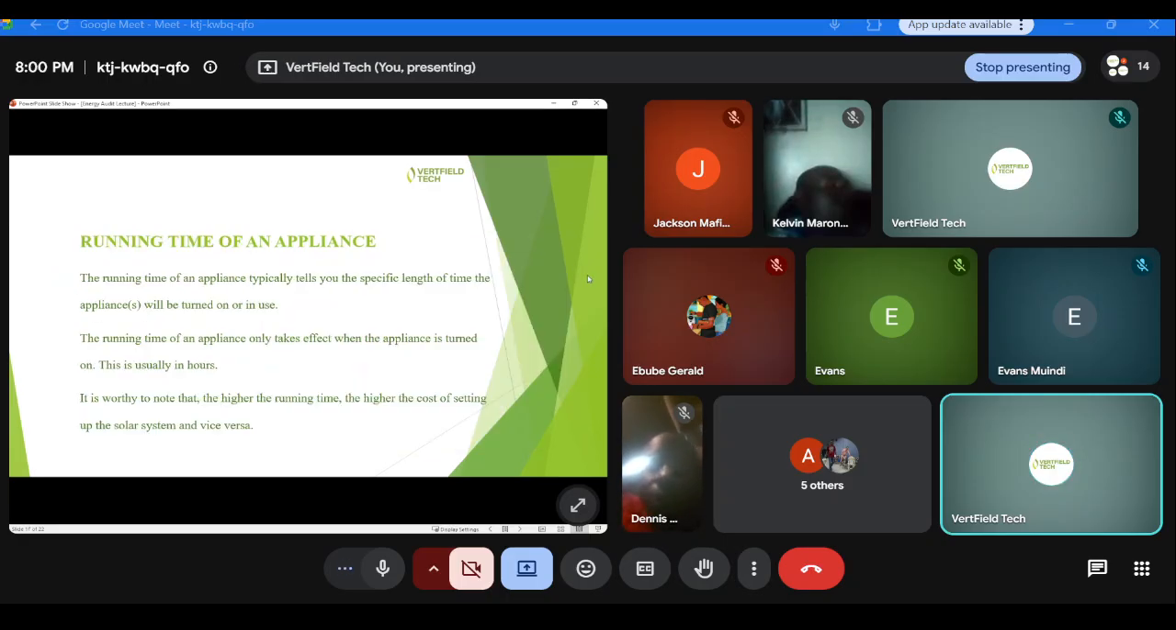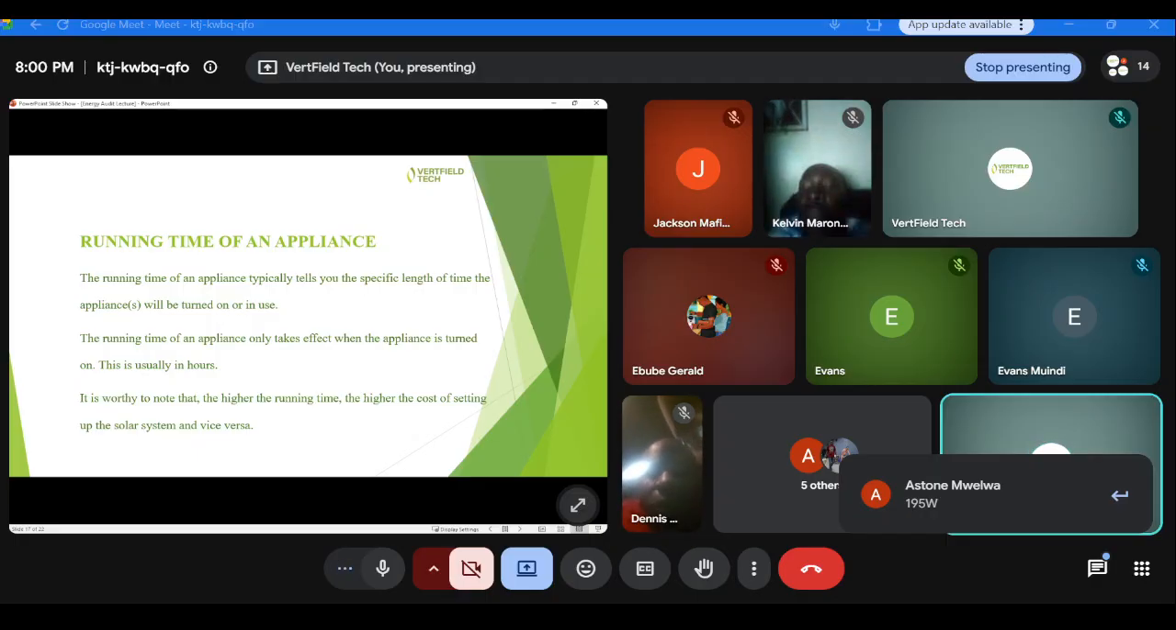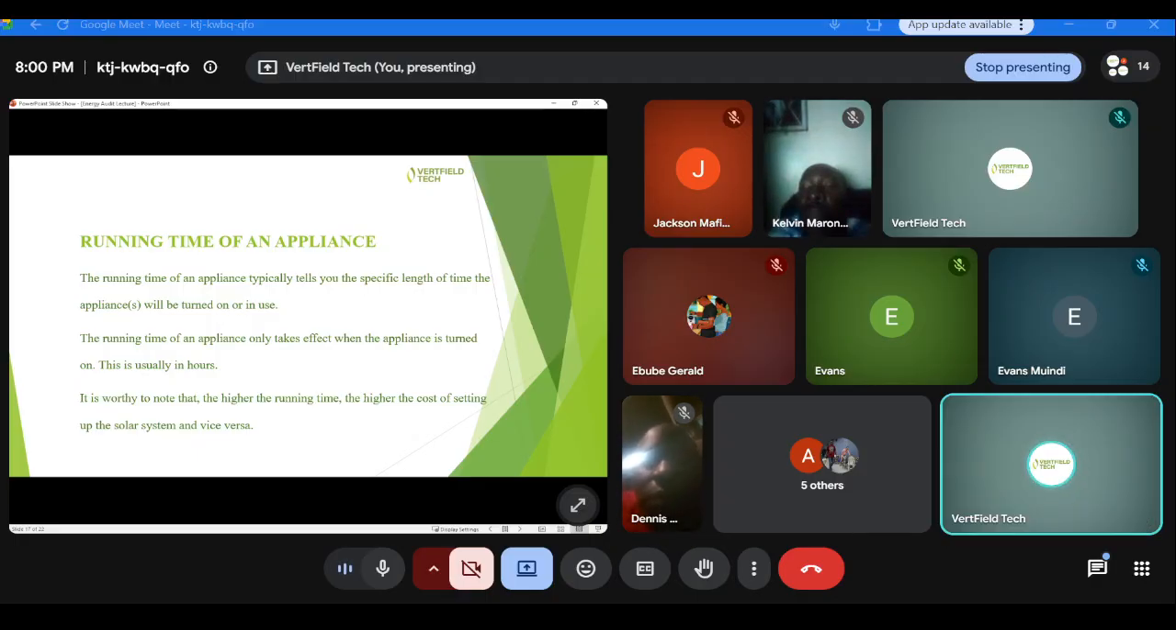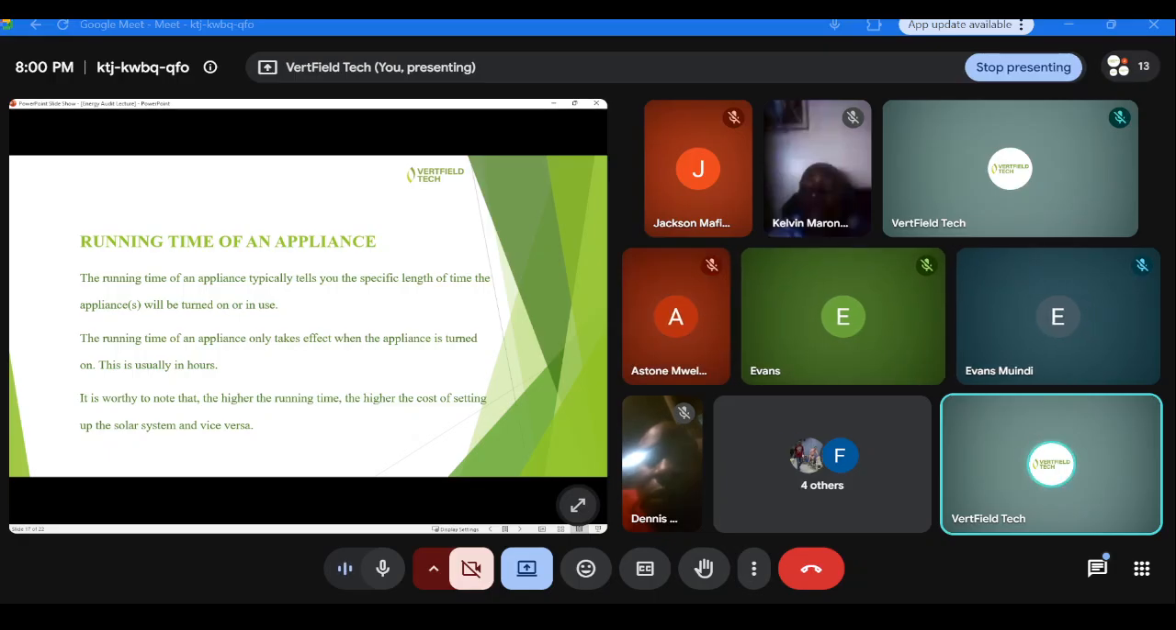So finally, the running time of an appliance. Thank you, Mr. Alston, 195 watts, that's correct. The running time of an appliance typically tells you how long the client intends to power up those appliances. So the running time of an appliance only takes effect when the appliance is powered up. That is when the running time takes effect. Yes, that is very correct.